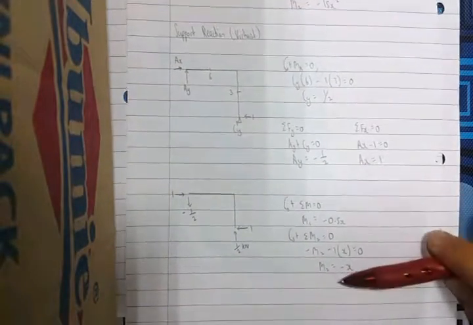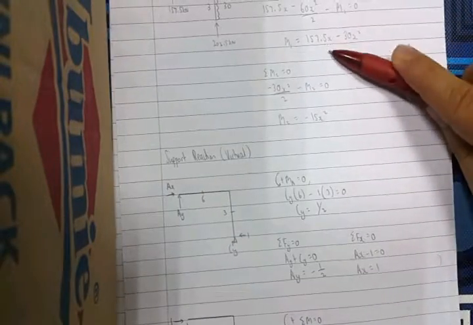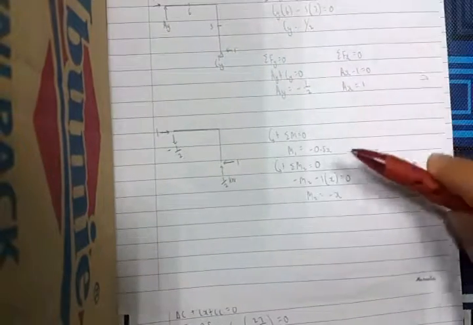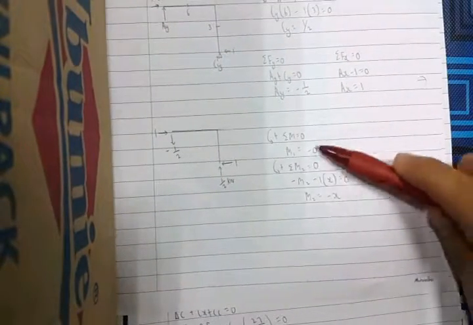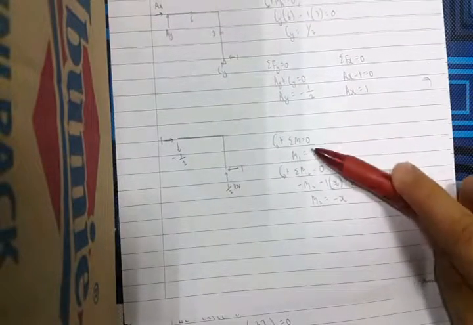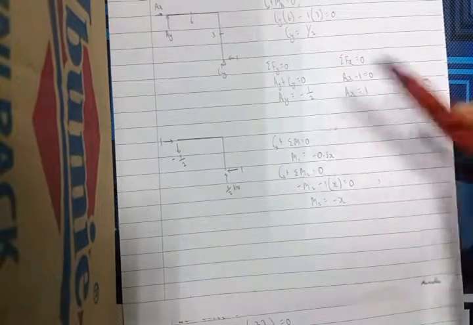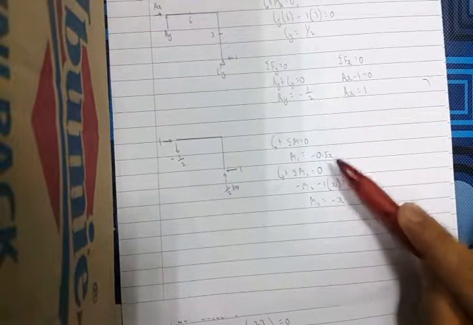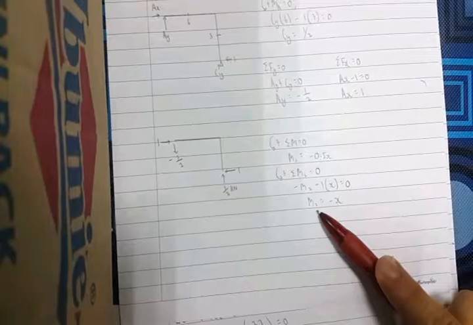So for the next one, it's basically the same thing as the top for M1 and M2, but it involves the virtual load. So for M1, after you do the summation, you will get negative 0.5x, and for M2 you will get negative x.